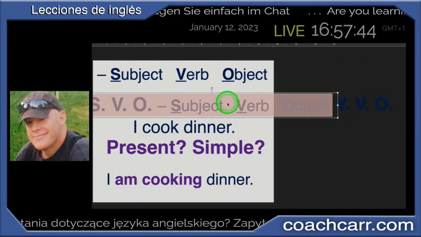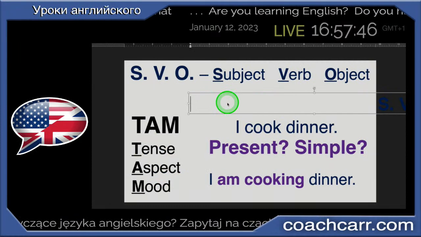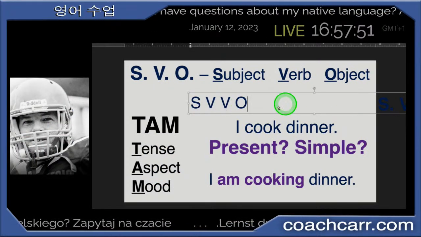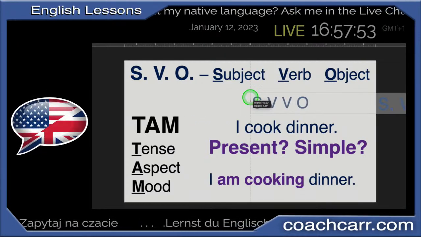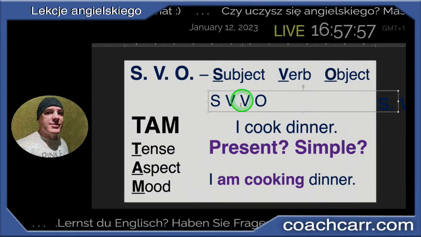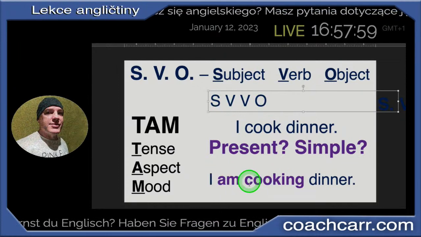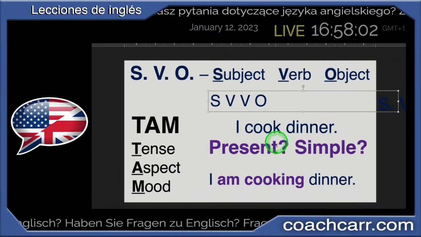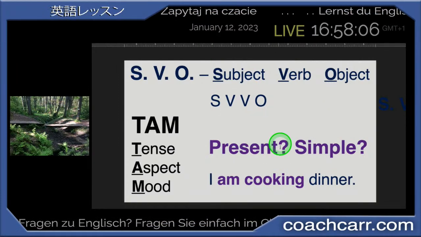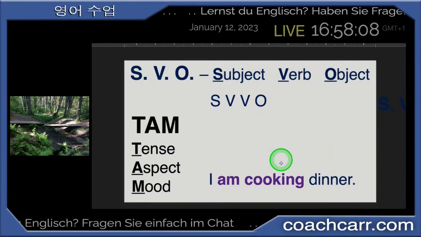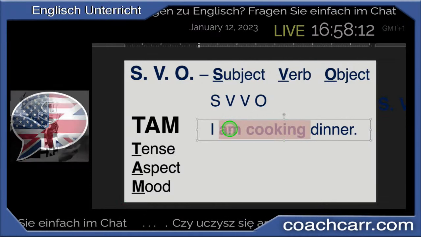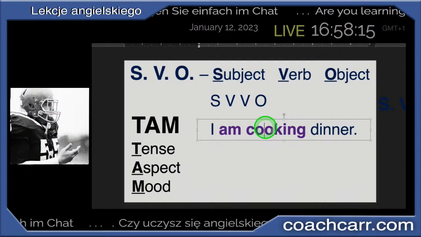SVVO. You need SVVO in order to talk about the future. You have to have this structure to talk about right now, for the present. That's not simple. It's not really present. But this is actually present. This means now. I am cooking dinner.